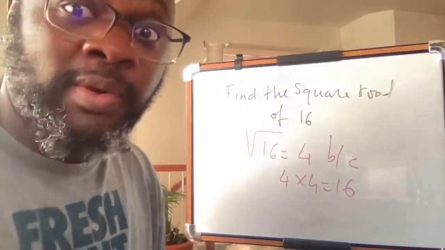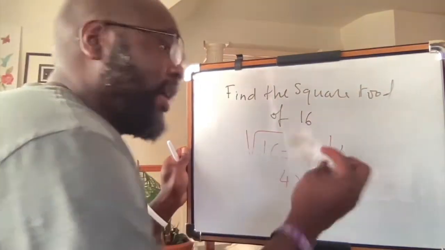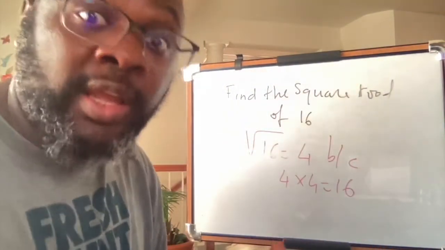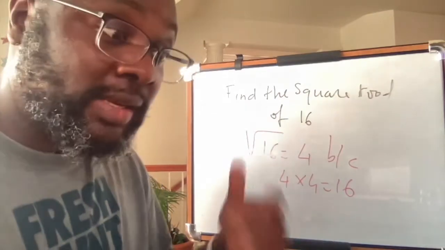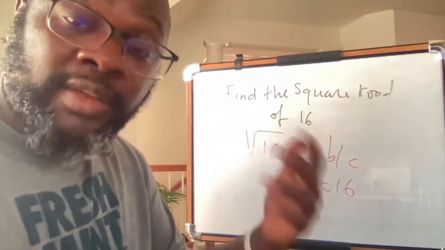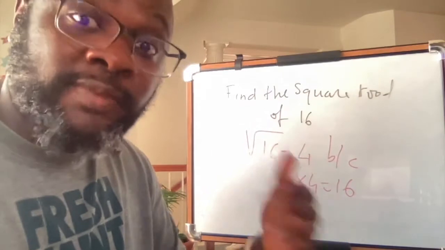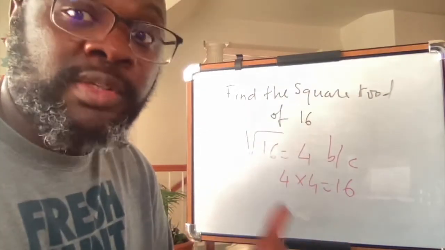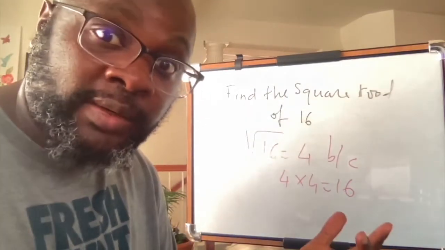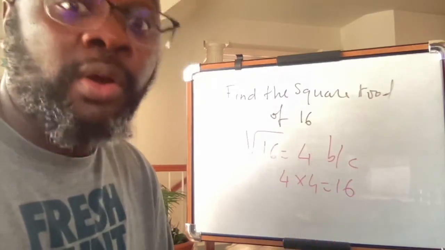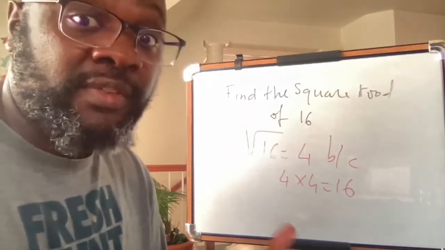Now that you understand what the square root is, I also explained the perfect square. A perfect square is a number that multiplied by itself gives you the original number. In this case, 9 is a perfect square because 3 times 3 is equal to 9. 25 is a perfect square because 5 times 5 is 25.